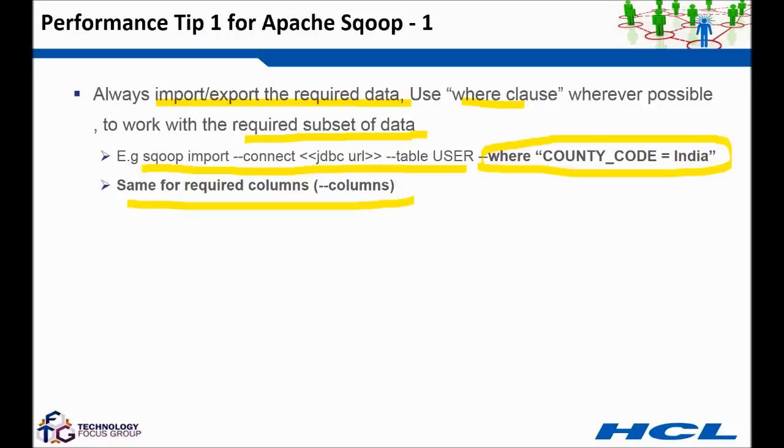So the crux of this performance tip 1 is that you only import or export the data or records which are needed, and you only read or export back the columns which are needed. No unnecessary rows or columns are brought into the system. This way you can speed up your processing, your network transfer will be reduced, and all those things can improve your performance.